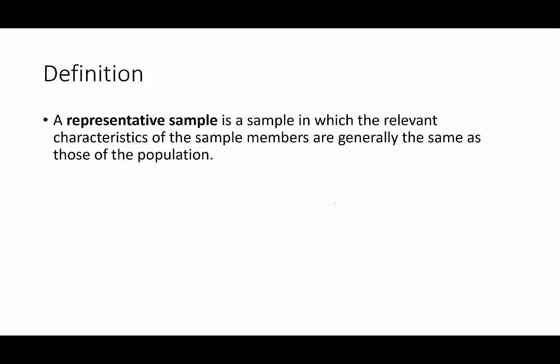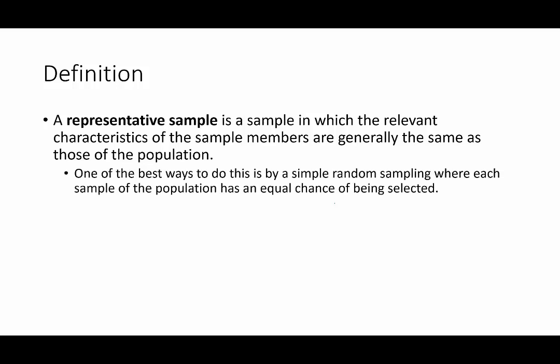And again, any sample is going to have flaws. It's never going to be 100% accurate. We're just trying to do the best we can to come up with the greatest representation of the whole population, especially when you can't actually question every single person or every single thing in the population. One of the best ways to do this is by what's called simple random sampling, where each sample of the population has an equal chance of being selected.